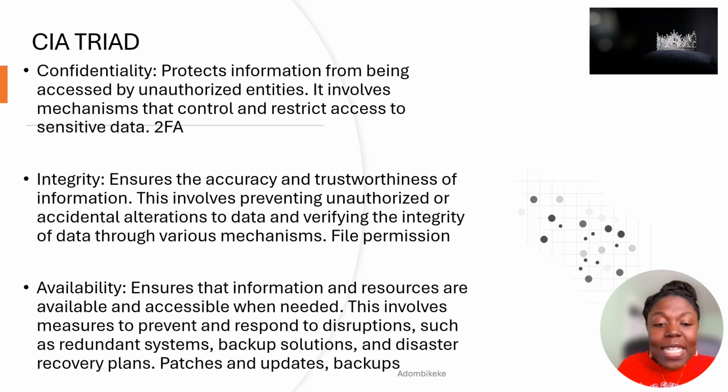So this involves measures that prevent and respond to disruptions, such as redundant systems, backup solutions, disaster recovery, patches and updates, and backups. I put backups twice, but hey, I'm just telling you, you need backups upon backups upon backups. And availability, like I put here, only means when you need the information, we have it.